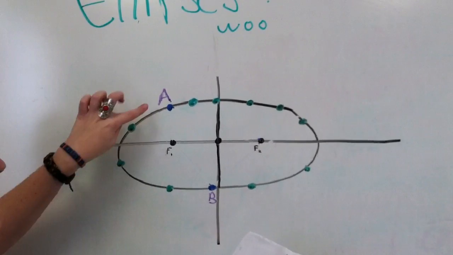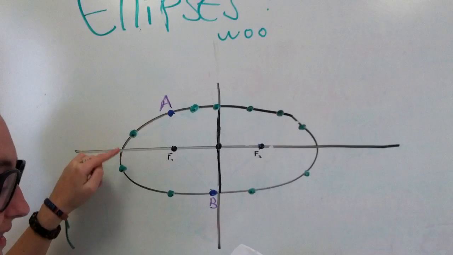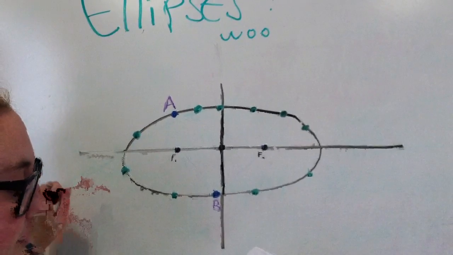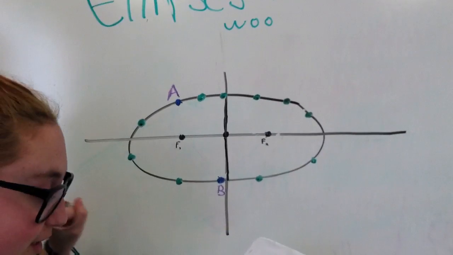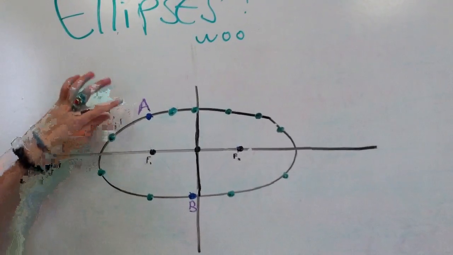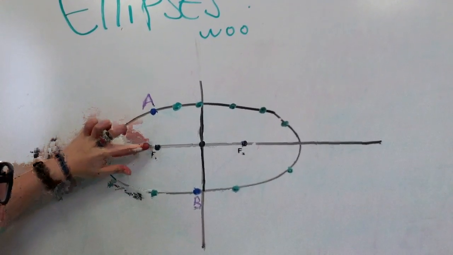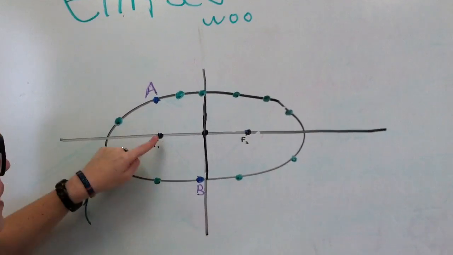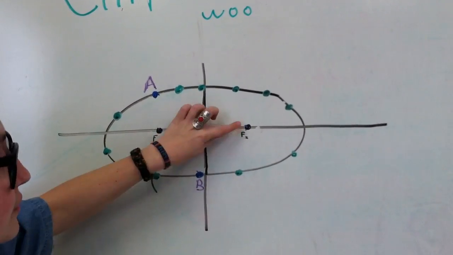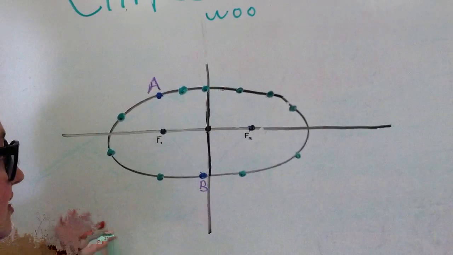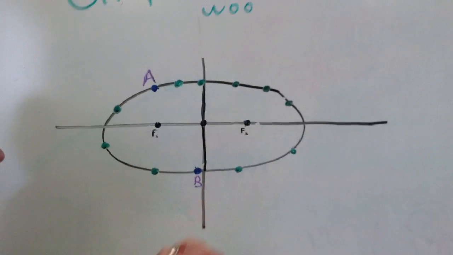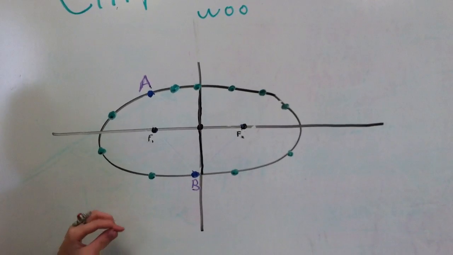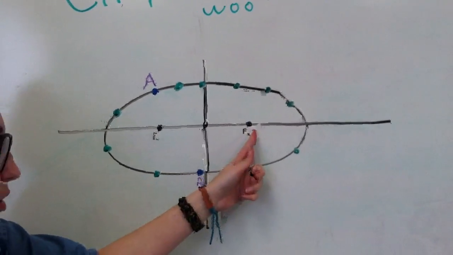An ellipse is a set of points on a plane where the sum of the distances from a point to two points is a constant. So basically, from A to F1 plus A to F2 equals B to F1 plus B to F2. That's your constant. And F1 and F2 are the foci, or focus in the singular.